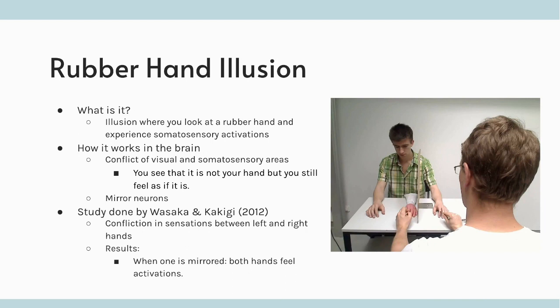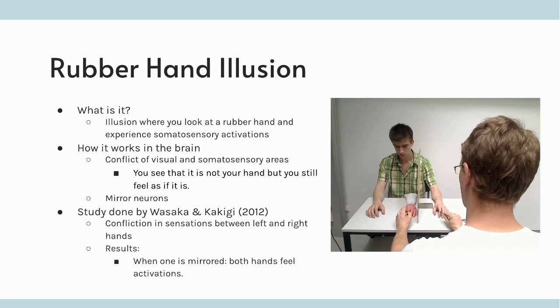This is an illusion where your hand is hidden from your view, and instead you see a rubber hand. An example of this illusion is when another person will use a feather on both your hand and the rubber hand. Once that action is stopped on your actual hand, you will still feel somatosensory activations because your viewing is still happening to the rubber hand, and you adopt that hand as your own, as seen in the picture on the right.